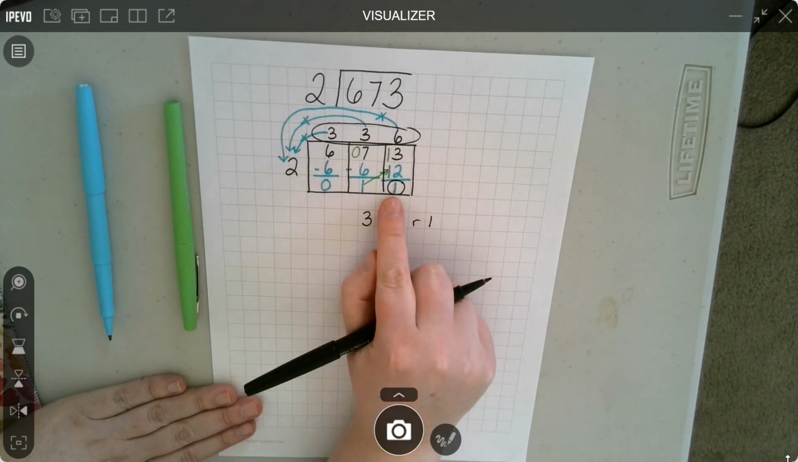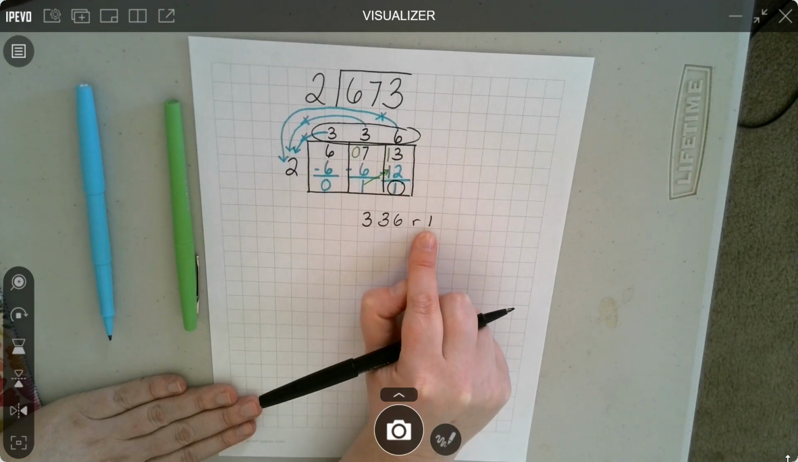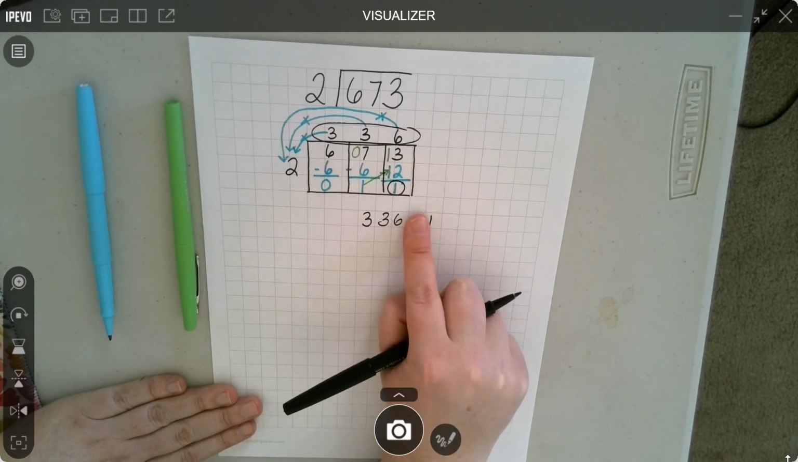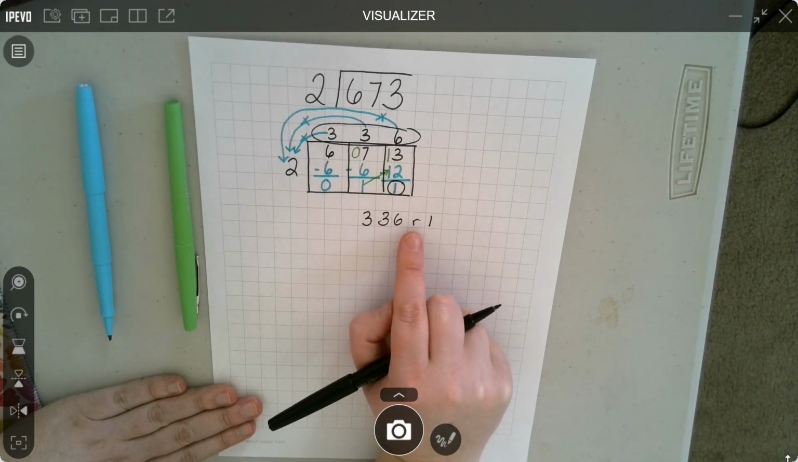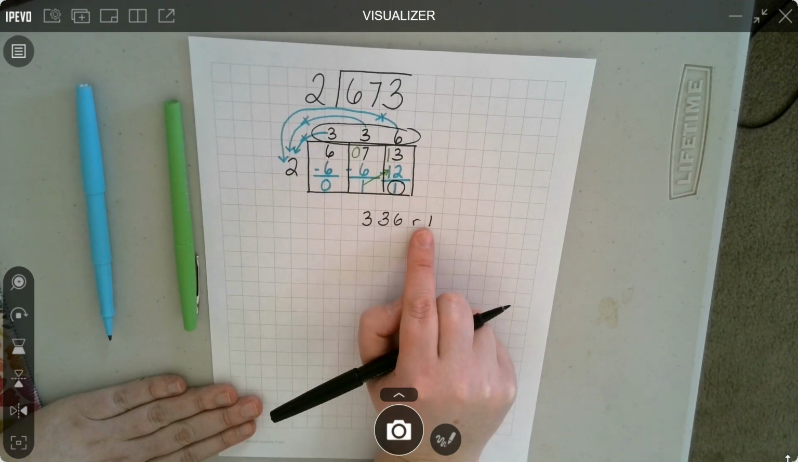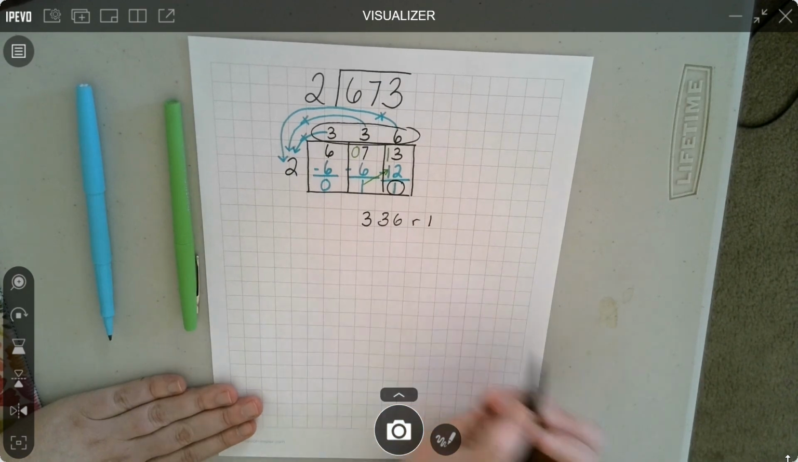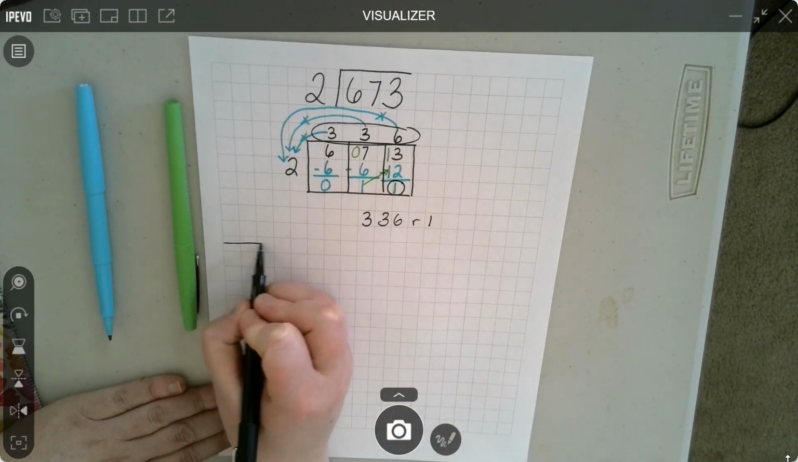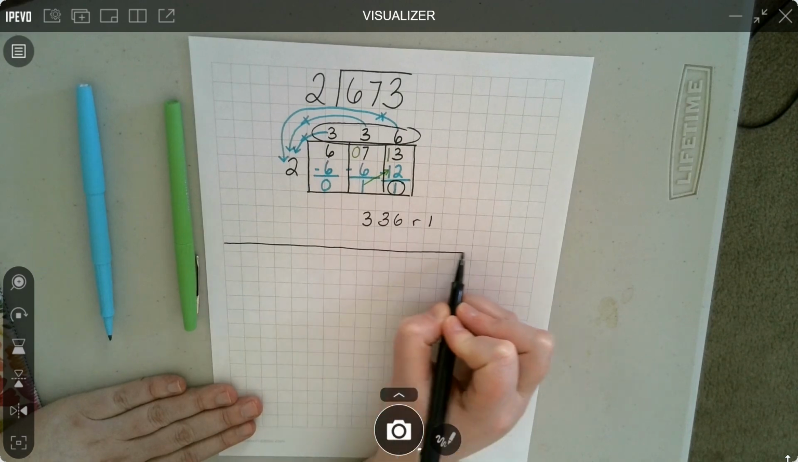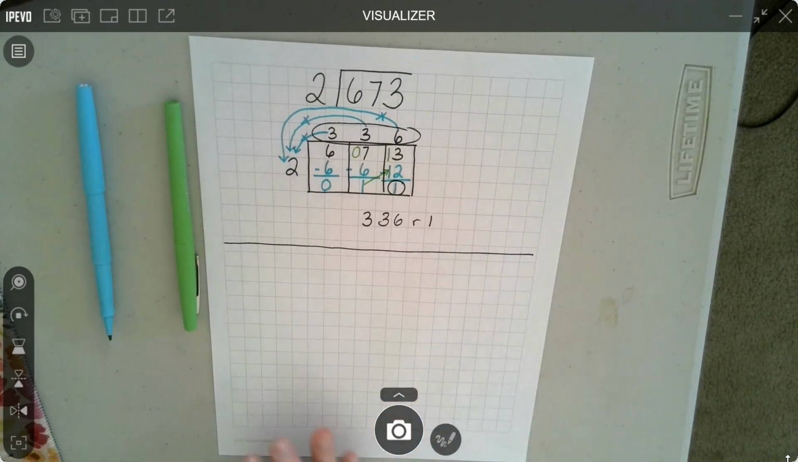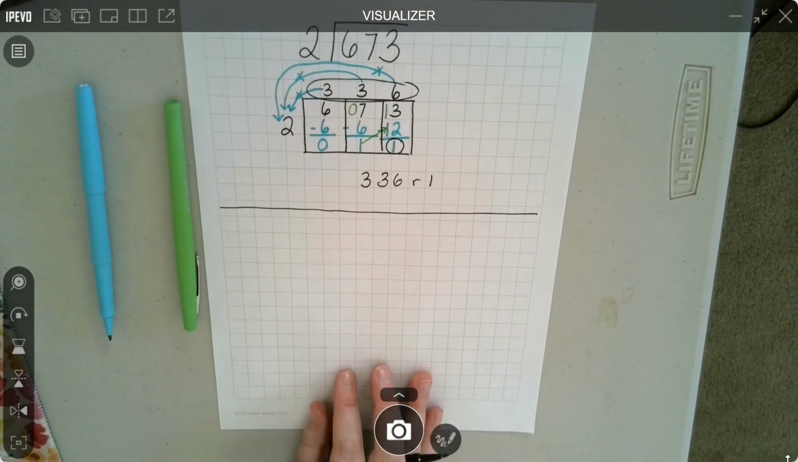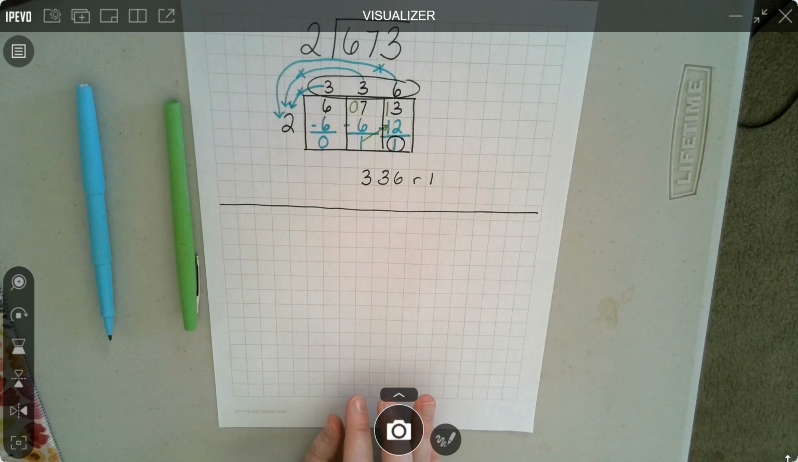If there is a remainder, you have to write it. So I can't just put 336 and say that that's the answer to 673 divided by 2. It's not. It's 336, remainder 1. That R1 has to be with it. Now, if you made any mistakes, that's okay. Just go back and make corrections, which I hope you were doing while we were going over it.